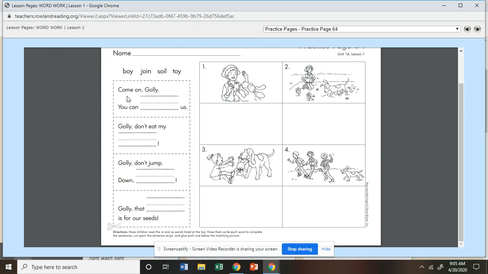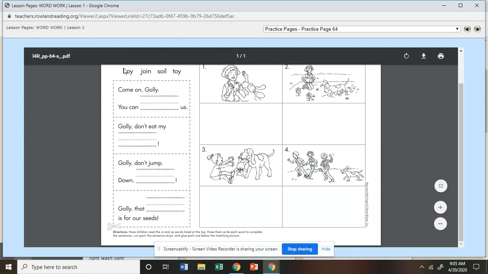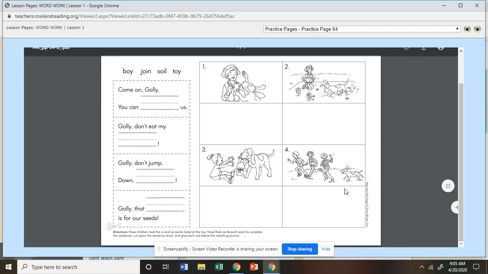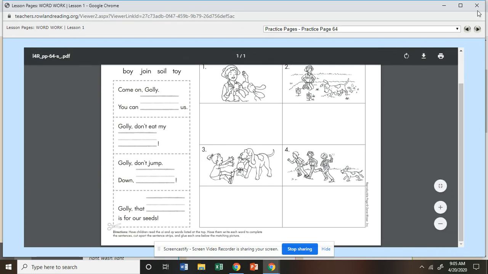Let's do the first one together. Come on, Golly, you can blank us. Boy, join, soil, or toy. Join. You can join us. Awesome. So I'll write that down. And that sentence matches the picture of the Super Kids. And you see them waving their hand for Golly to join them. You can pause the video and do that page.